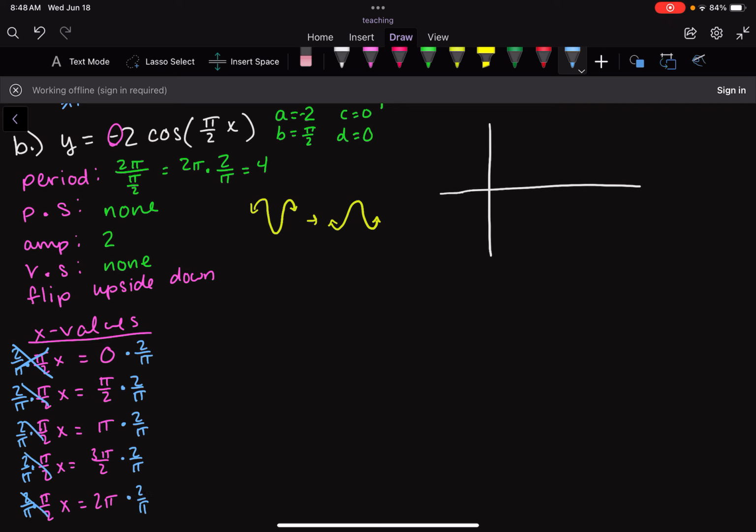So all that cancels. I'll be left with x equals 0. That makes sense because we didn't have a phase shift. So the x will still start at 0, just like with the original graph, because we didn't move left or right. So the starting point is the same, but because the period has changed, we do see the other x values change.